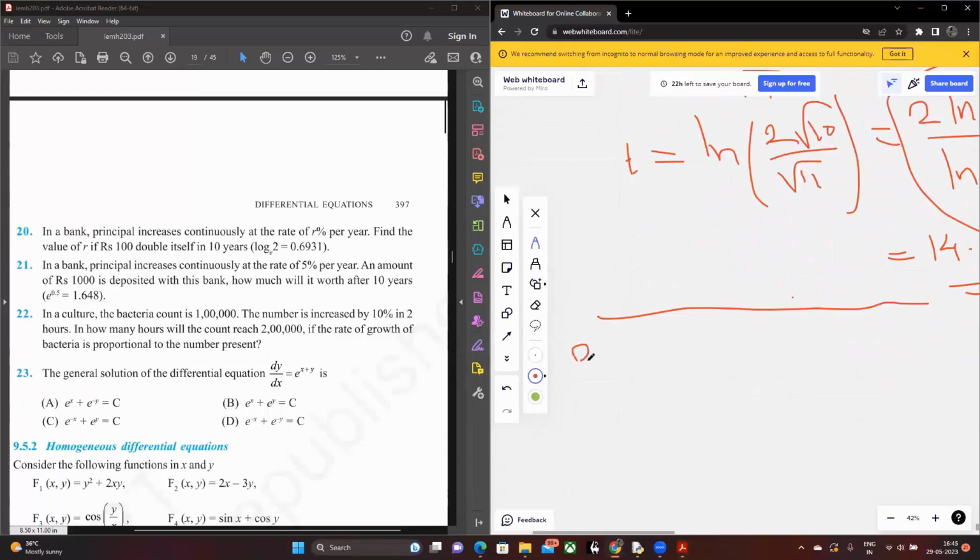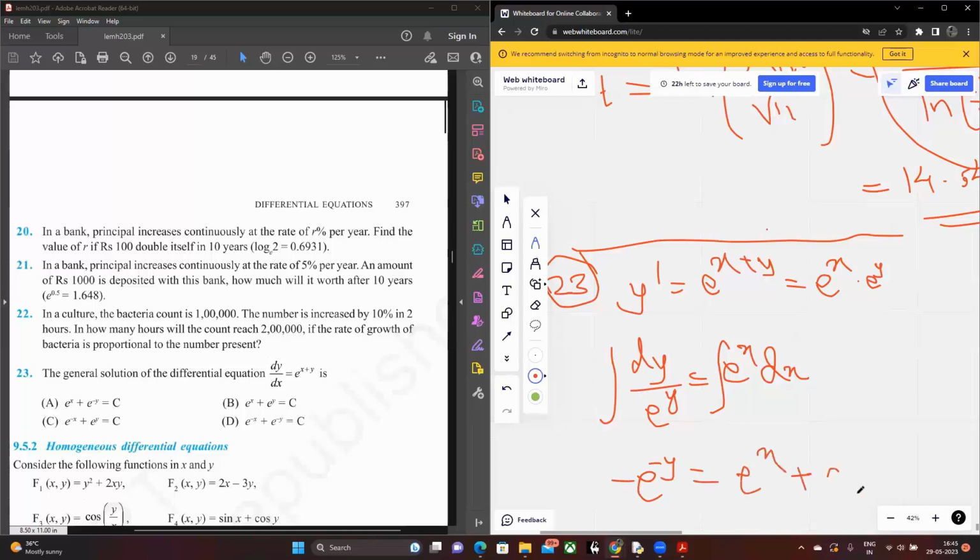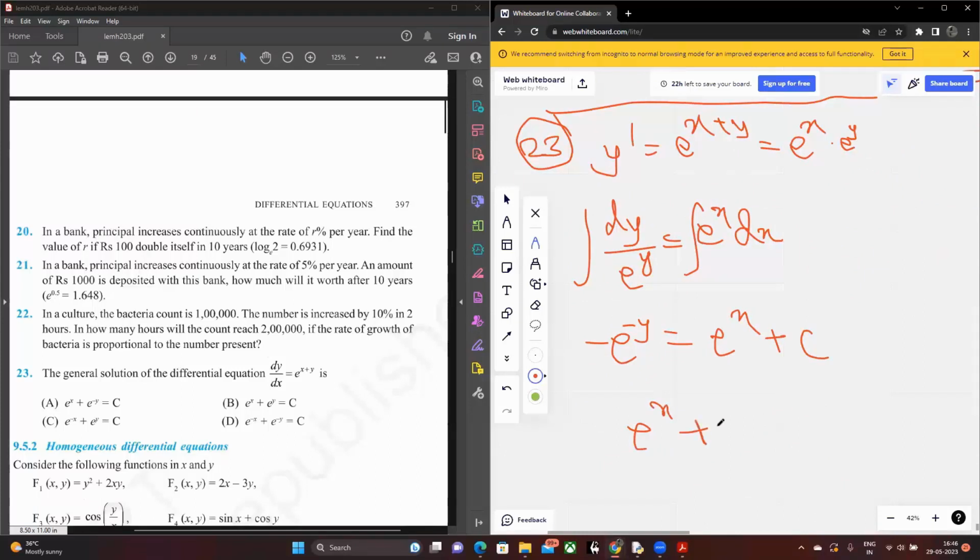Fine. And the final question, number 23. General solution of the differential equation y dash equals e power x plus y is what? Right? Very simple. This is basically e power x into e power y. Right? So what you do is basically dy by e power y equaling e power x dx and taking integral on both sides. This is basically e power minus y. So this is minus e power minus y equaling e power x plus c, or basically e power x plus e power minus y equals c, right?